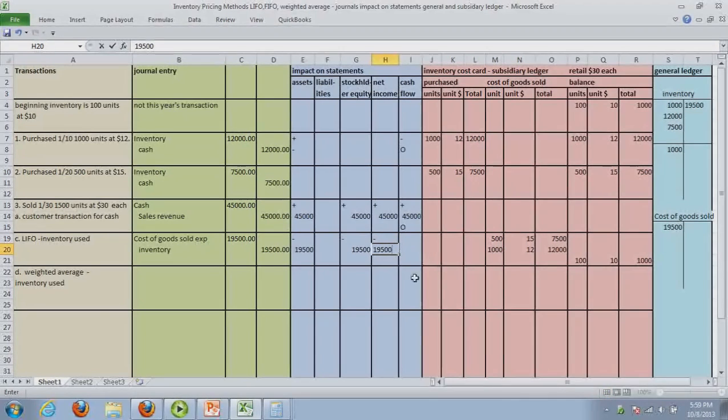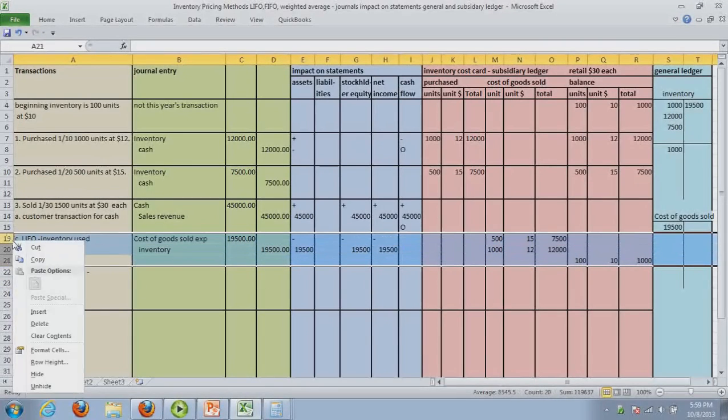And there's no cash flow. Okay, so that would be the situation for LIFO, and you can see again why that gives a better tax break, because you have a larger expense deduction. Next, let's see if we can hide LIFO, and we'll do weighted average.